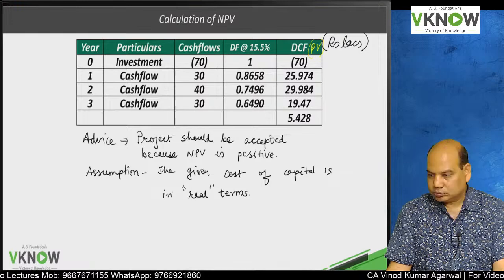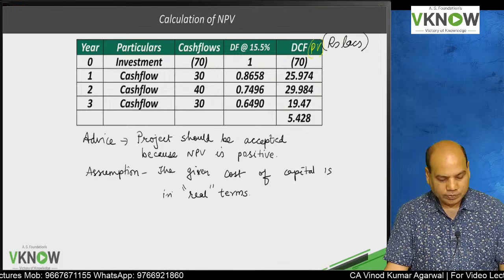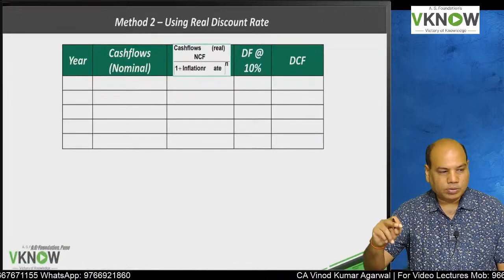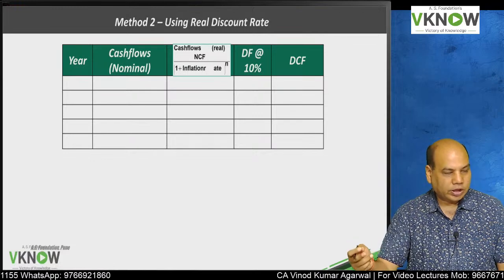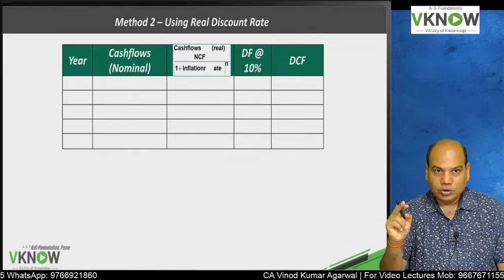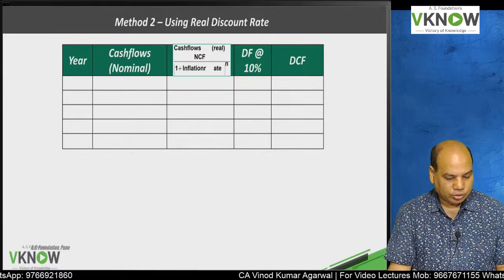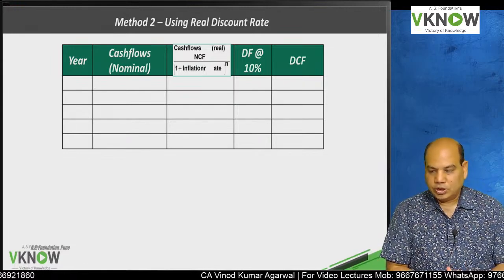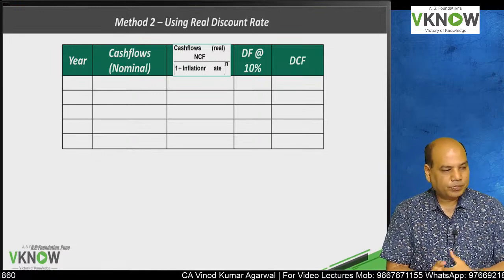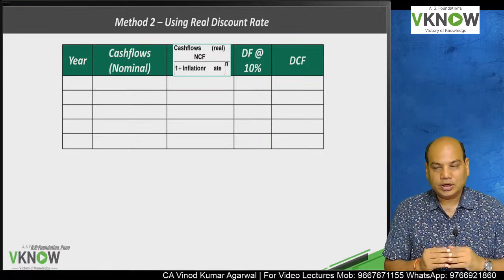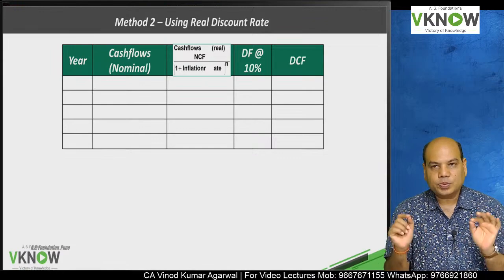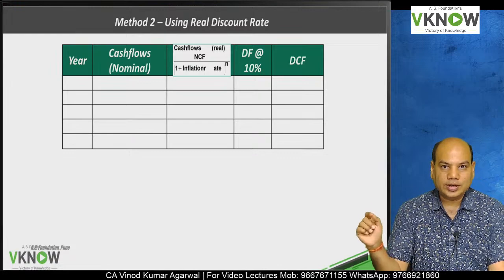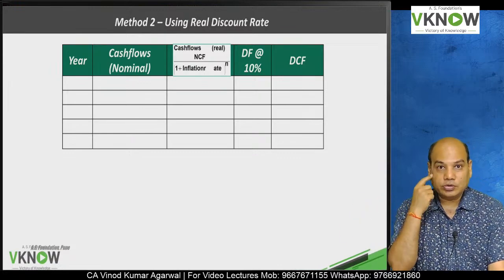First method is over. Although not required, I am going to show you that you can solve the problem by real discount rate also, and you will get the same answer. So write down method 2, using real discount rate. Sometimes in the exam they specifically mention to solve using real discount rate. Then how will you solve it?